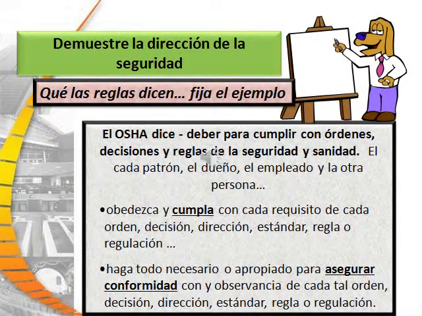What the rules say, set the example. OSHA says duty to comply with safety and health orders, decisions, and rules. Every owner, employer, and employee and person shall obey and comply with every requirement, every order, decision, direction, standard, rule, or regulation, or do everything necessary or proper in order to secure compliance with and observance of every such order, decision, direction, standard, rule, or regulation.